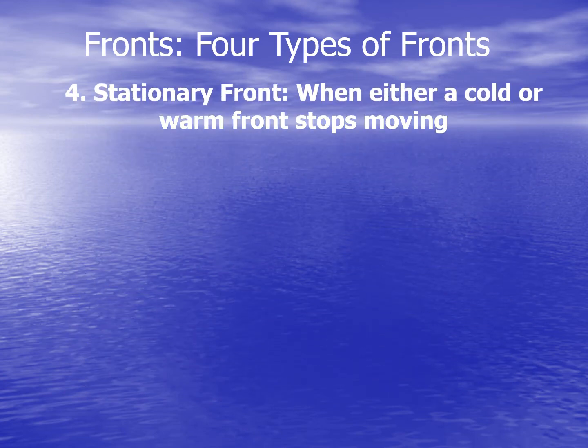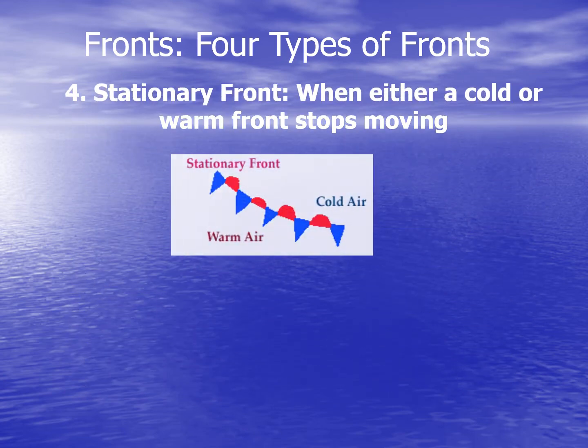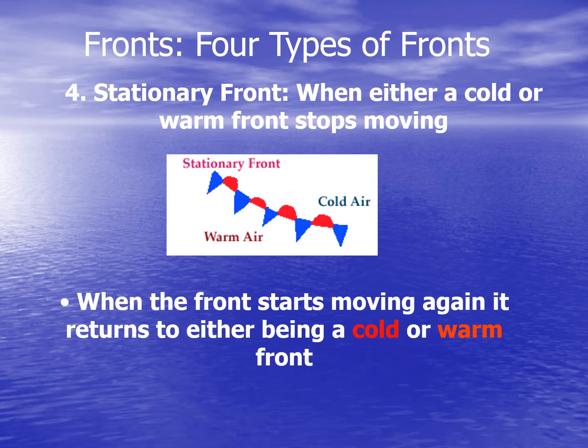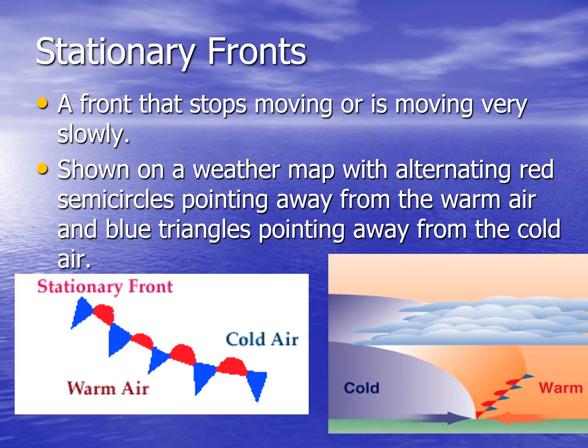Fourth type is called a stationary front. This is when a cold or warm front stops moving. It is represented by triangles pointing toward the warm air and semicircles pointing toward the cold air. When the front starts moving again, it returns to either a warm or a cold front. A front stops moving or is moving very slowly in a stationary front. Below are pictures showing you the correct representation on a weather map and another picture depicting the cold and warm fronts.